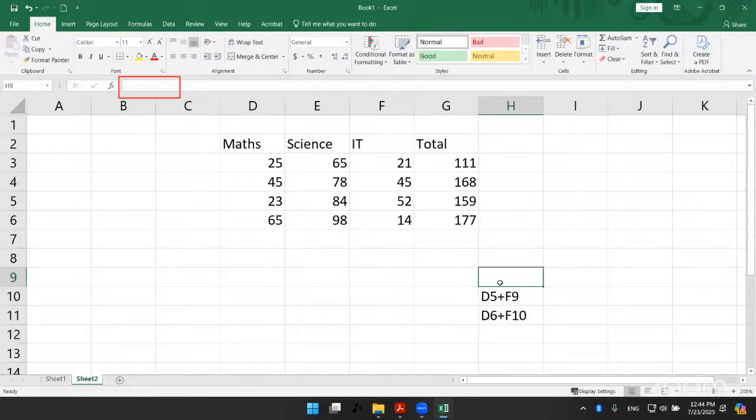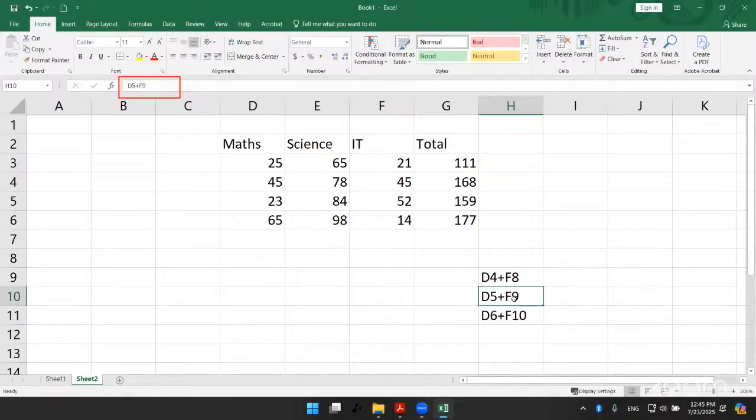If we copy this into the previous row, what will happen? The number will be reduced. It will be D4 plus F8. Only the number is changing. When we copy the formula up and down, the row number will change. It will be increased or else decreased.